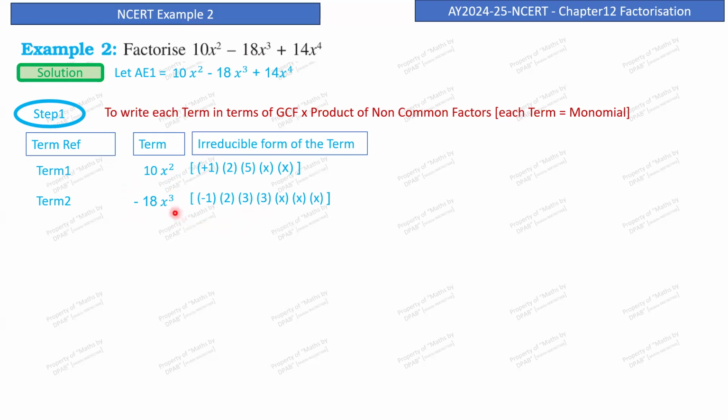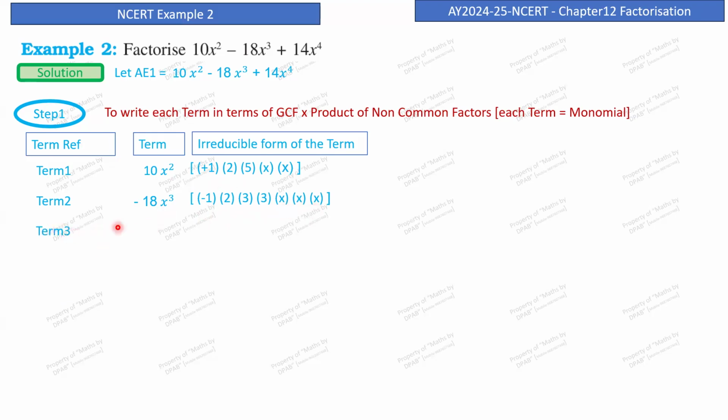And the irreducible form of the variable term x cube is x into x into x. Okay, so how many factors are in term 1? In term 1 we are given 1, 2, 3, 4, 5. And in term 2, how many factors do we have? 1, 2, 3, 4, 5, 6, 7 factors.